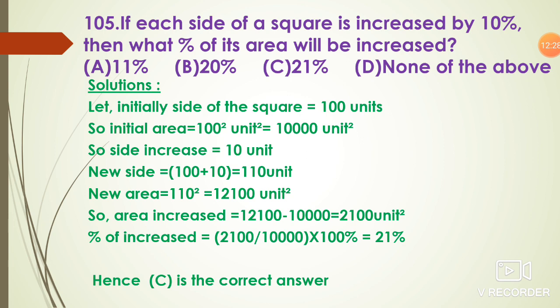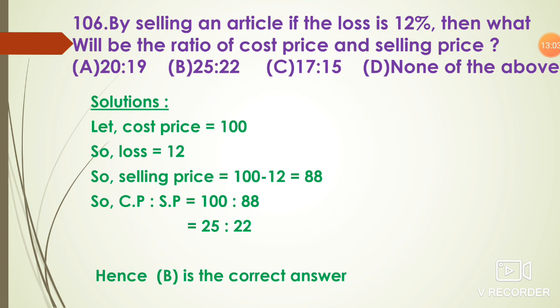So new area will be 110 square equal to 12100 unit square. So area increased 12100 minus 10,000 equal to 2100. So you see 2100 increase in 10,000. So the formula of percentage of increase is increase by total into 100%. So here 2100 by 10,000 into 100%. After cancelling, we will get 21%. Hence C is the correct answer.